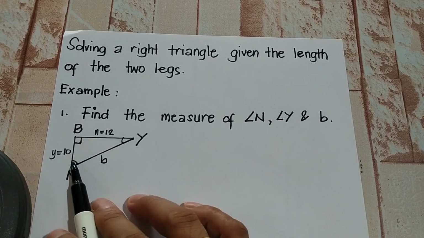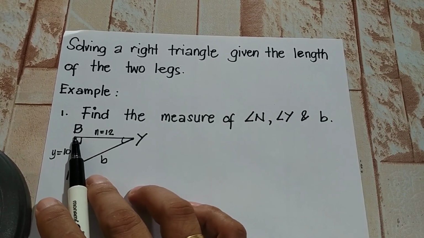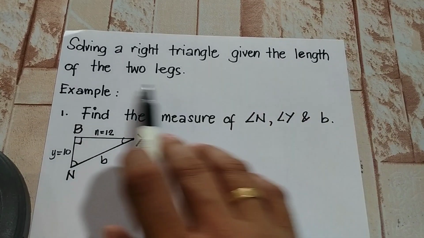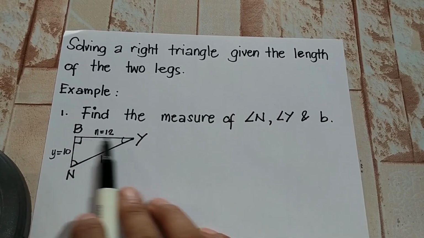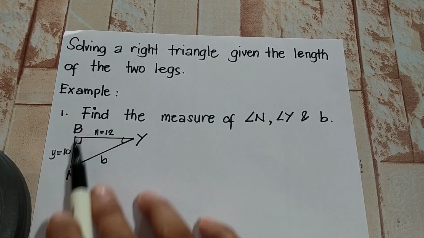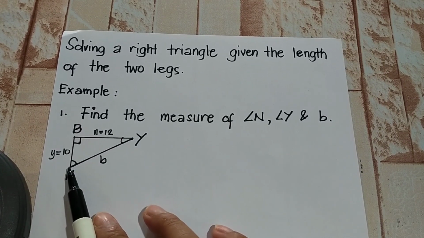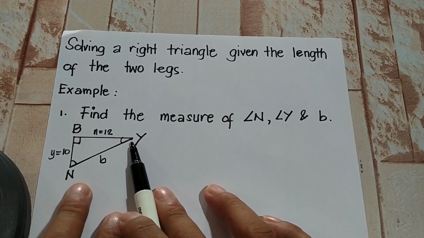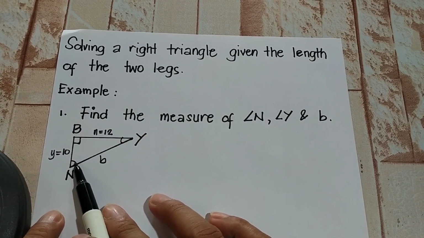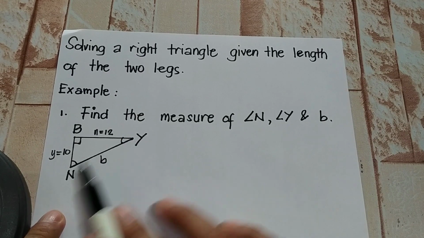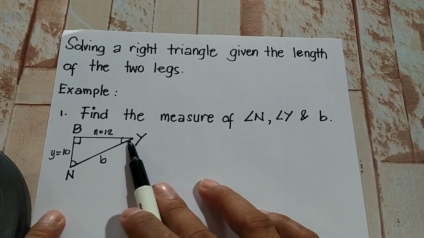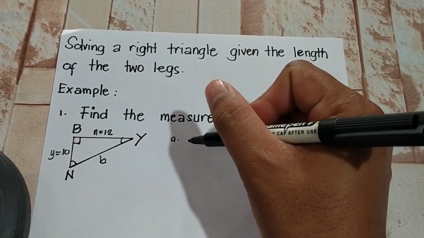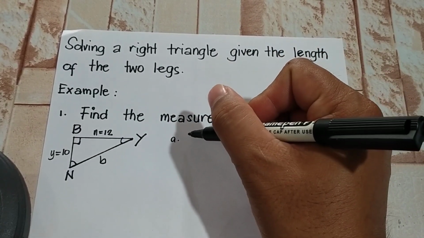From this illustration, we have segment BY and segment BN as the given. So again, we have the two legs. These are the legs of triangle BNY, where side B is our hypotenuse. We are asked to find the measure of angle N, angle Y, and of course, our hypotenuse. To start with, let's first solve the length of the hypotenuse.